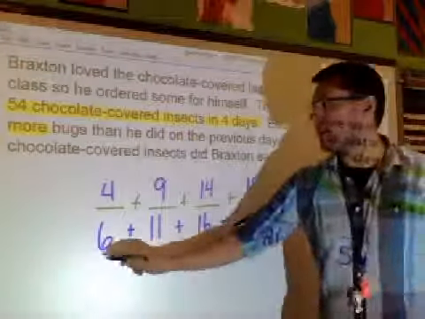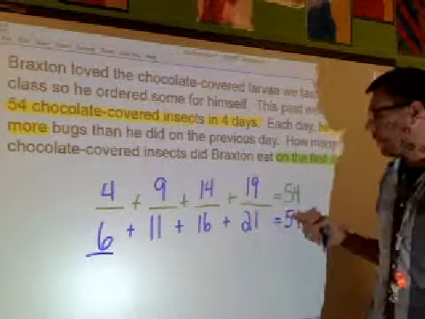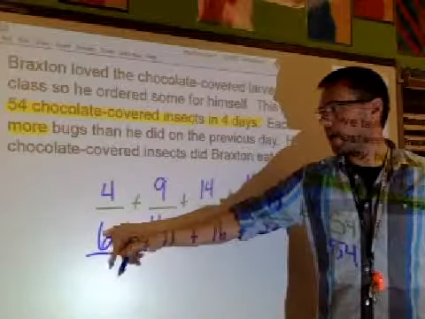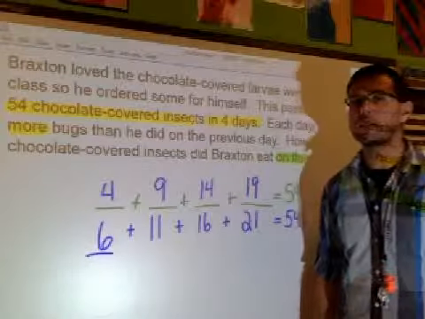So this is the pattern. We were able to get it on our second attempt using guess and check. On the first day of eating, Braxton had 6 bugs. That's what the question asked: how many did he have on the first day?